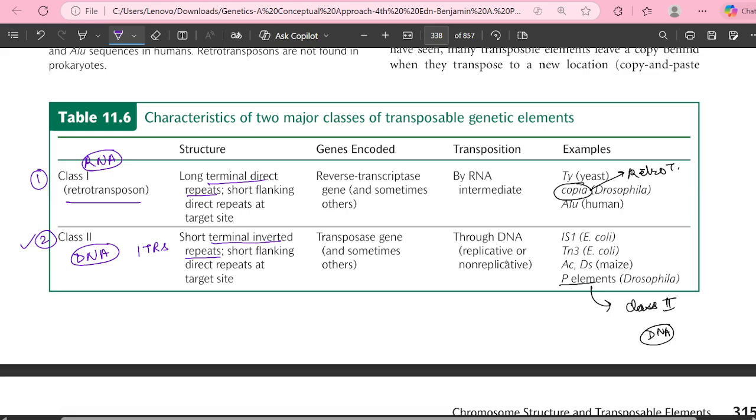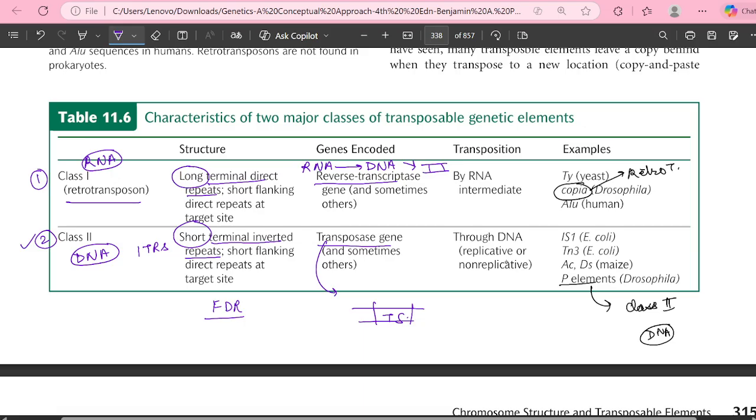These terminal direct repeats in class 1 transposons are long, but the terminal inverted repeats in class 2 transposons are comparatively shorter. Both of them obviously generate short flanking direct repeats. The genes encoded by class 1 transposons include reverse transcriptase. Why? Because their RNA has to be converted back into DNA so that it can be inserted into the target gene. But class 2 transposons encode the transposase gene, which is required to cleave the particular sequence of the target gene.